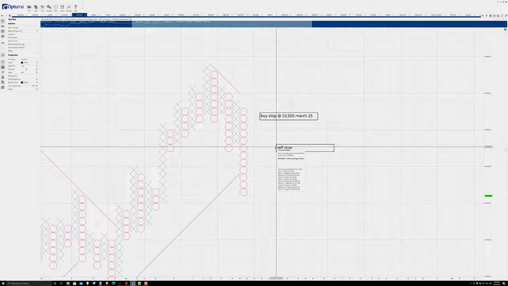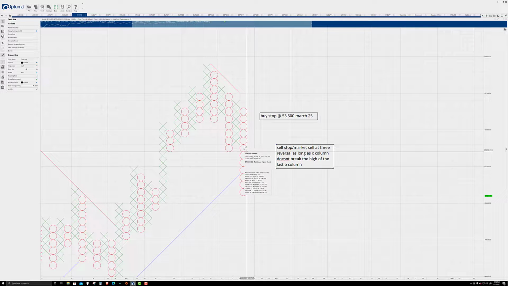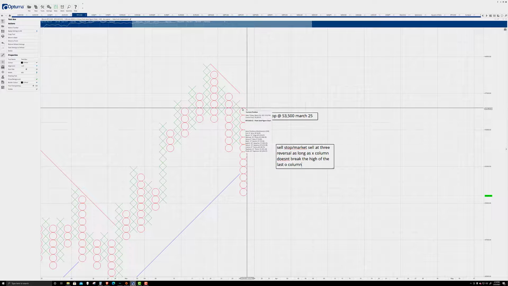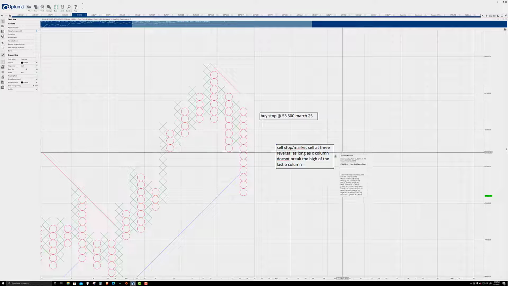Sell stop, market sell at the 3-box reversal, as long as the X column doesn't break the high of the last O column. That's very wordy, but it'll be easier to reference in the video. So that's what we're looking for. That would be the re-entry short.